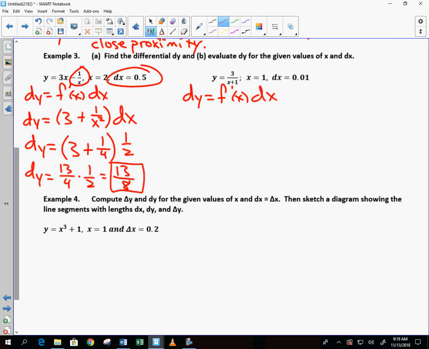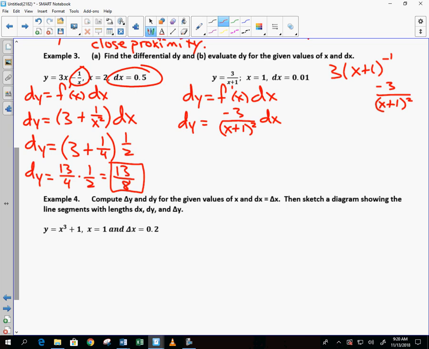Anybody want to tell me how to take the derivative of 3 over x plus 1? I like the chain rule. It's one of my favorites. 3 times x plus 1 to the negative 1 power. What's the derivative of the inside? 1. And then the derivative of the outside, we drop the negative 1 down. We get negative 3 over x plus 1 quantity squared. Everybody convinced by that derivative? So I have dy is equal to negative 3 over x plus 1 quantity squared times dx.